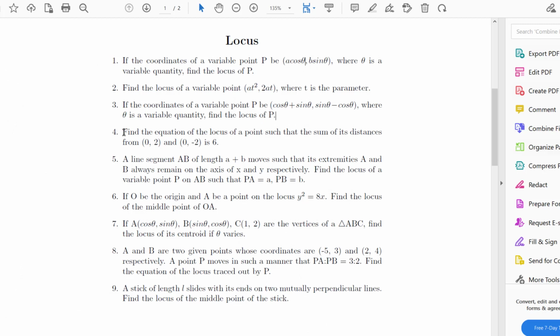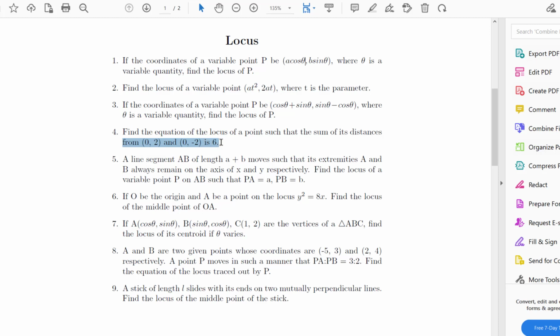Fourth question is, find the equation of the locus of a point such that the sum of its distances from 2 points (0, 2) and (0, minus 2) is 6. So this is the constraint. And always remember, locus questions are not straightforward. You have to think over the problem because there is no formula where you can put in the values and get the answer, right? So you have to use some variables, and there is not just one way to solve a problem. There could be 3 or 4 ways to solve a problem.